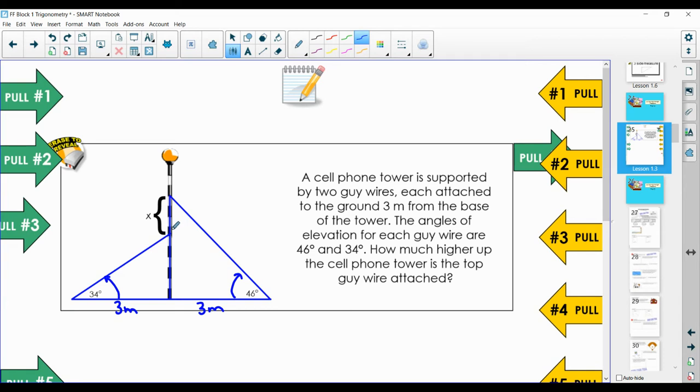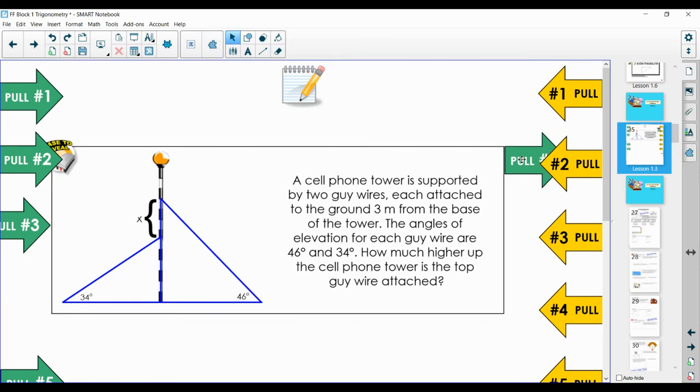And the question is, how much higher up the cell phone tower is the top wire attached? So we're looking for this here. Ultimately, to solve a question like this, we're going to have to find out how high up the pole one of the wires is, how high up the pole the other wire is, and then find our difference. Again, we're not going to solve these problems in this lesson, because these involve two triangles, and we'll get into those in another lesson.